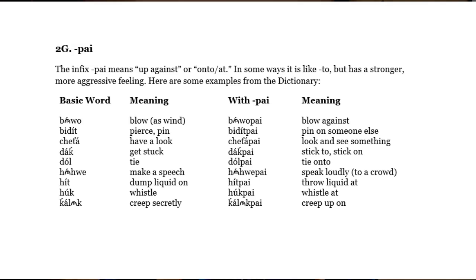Here are some examples at the top of this page of words we already have in the regular dictionary from native speakers. The first one is boowal, which means wind and also means blow, like the wind. Boowal pie means blow against. Skip down to dock, which means stick or get stuck. Dock pie means stick to. Remember the word dull from last lesson? It means tie. Dull pie means tie to. Now let's invent some new words using pie.